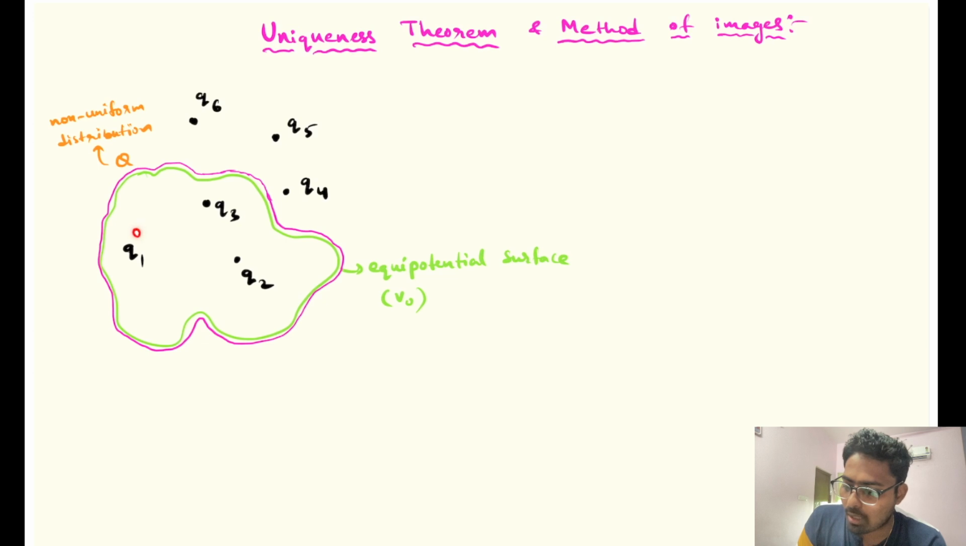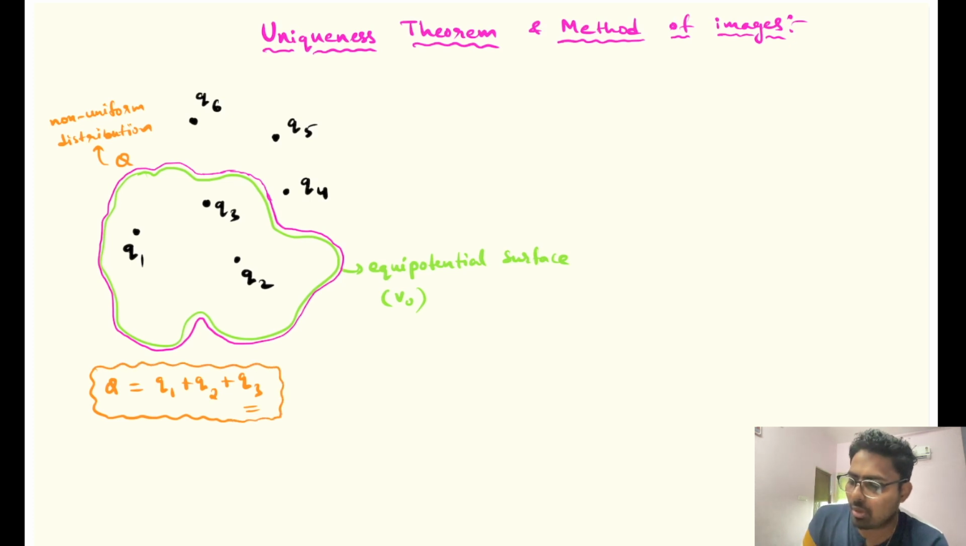So for that, the net charge inside should be 0. That means whatever charge is over there, negative charge should be there, that means minus q1, minus q2, minus q3, and just opposite to that, the remaining charge should be present outside. So simply speaking, the value of q is nothing but q1 plus q2 plus q3. This will be the value of charge q.